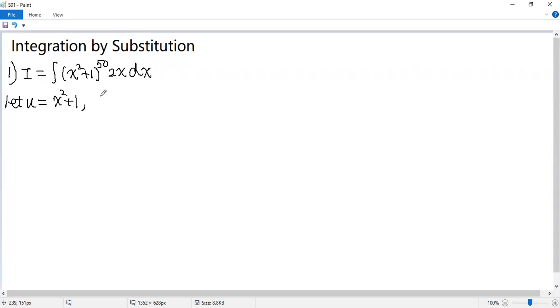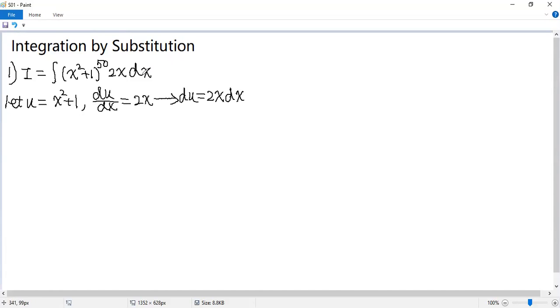Then we take the derivative with respect to x. So du over dx equals 2x plus 0, just 2x. Multiplying both sides by dx, we get du equals 2x times dx. So you see, du equals the derivative of the expression times dx.